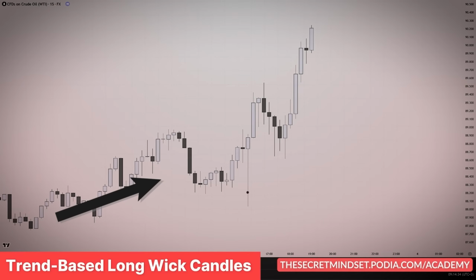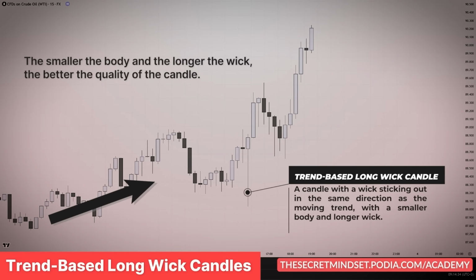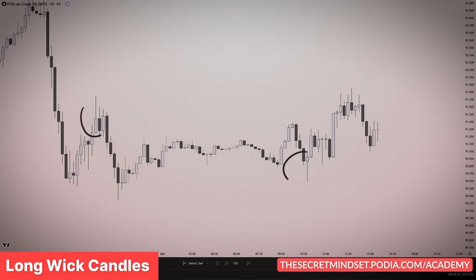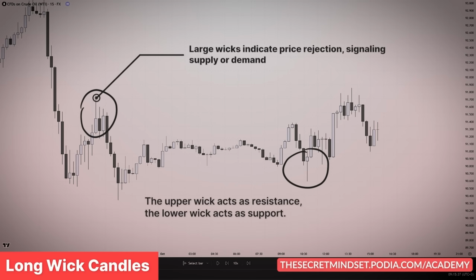A trend-based long wick candle is characterized by a candle with a wick sticking out in the same direction as the moving trend. The smaller the body and the longer the wick, the better the quality of the candle. Large wicks indicate price moved a lot during the candle but got rejected, signaling supply or demand. The upper wick acts as resistance, while the lower wick acts as support.